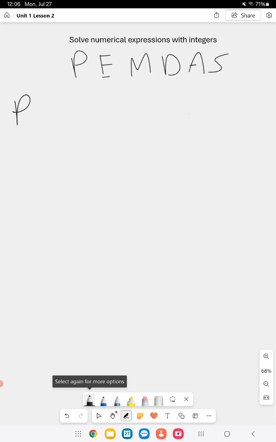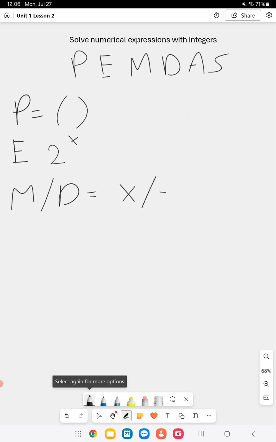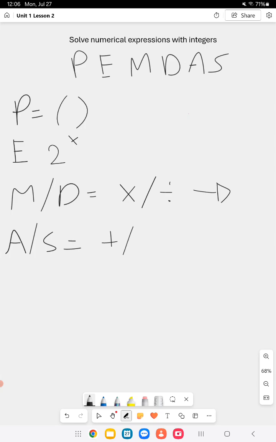The P stands for parentheses. The E stands for exponent. And the M and the D stand for multiplication and division, and we always do this from left to right. And the last ones, the A and the S, stand for addition and subtraction, and this will also be done from left to right. So now let's do a bunch of practice problems to help understand this topic a little better.